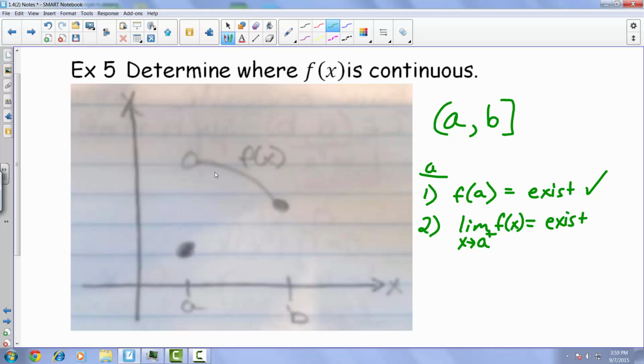You can see it is approaching a limit from the right side. And then criteria 3 simply says, do these in fact match up? Well, this is really where we start to see things take that turn. As we can see, as you approach a from the right side, that limit is not equal to our function when we throw a inside of it. Here's that point. So as a result, we can say definitively that a is not included inside of this continuous interval.